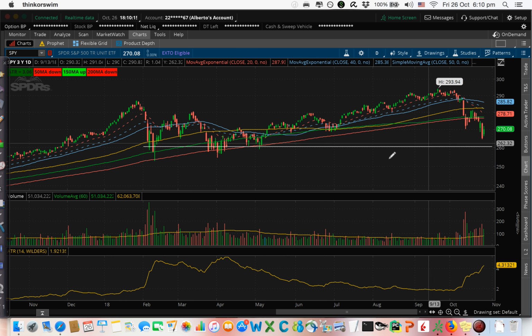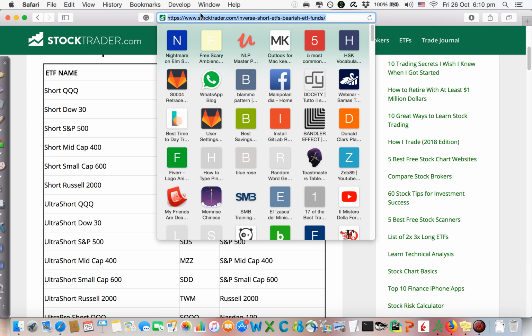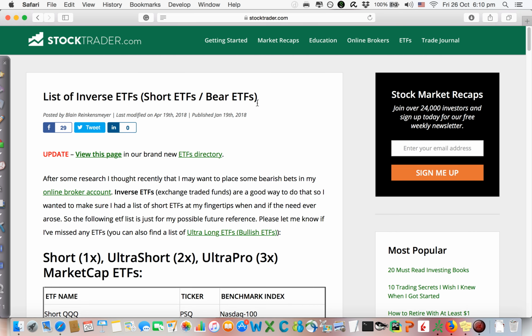But if you're just looking at a way to somehow hedge your unrealized losses, then you may look at other instruments. For example, there are in the US market some ETFs that are inverse, or better, they are tracking with a negative correlation the S&P. And there is a website here, you can see the link here, but I will post it below the video, where you have a list of these inverse ETFs.